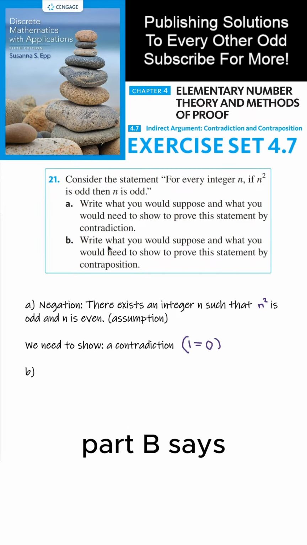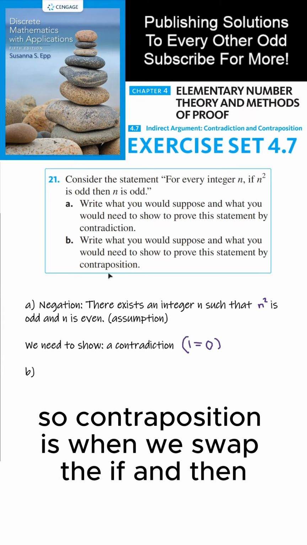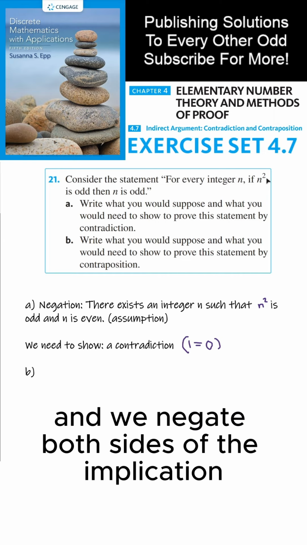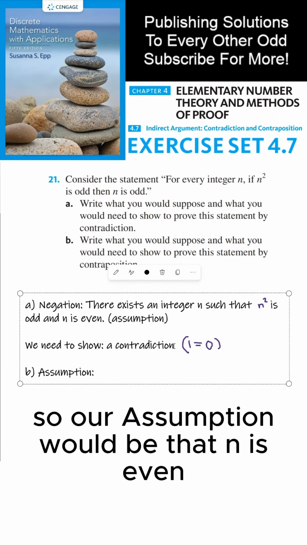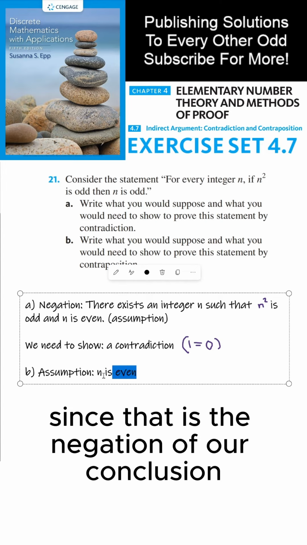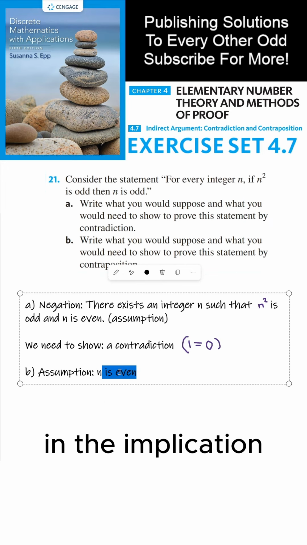Part B says, write what you would suppose and what you would need to show to prove this statement by contraposition. So contraposition is when we swap the if and then, and we negate both sides of the implication. So our assumption would be that n is even, since that is the negation of our conclusion. In the contrapositive, the negation of the conclusion becomes the assumption in the implication.